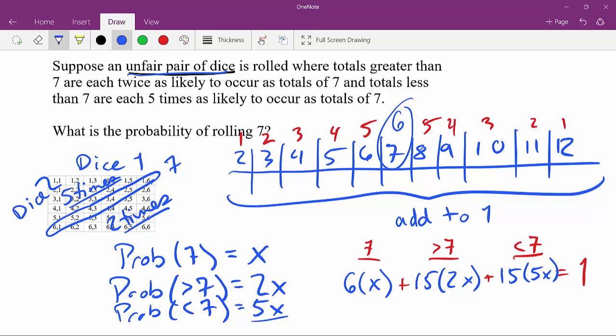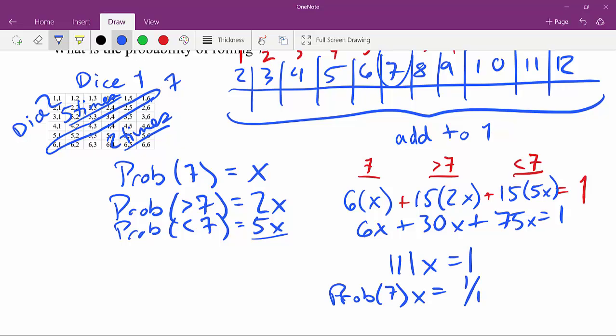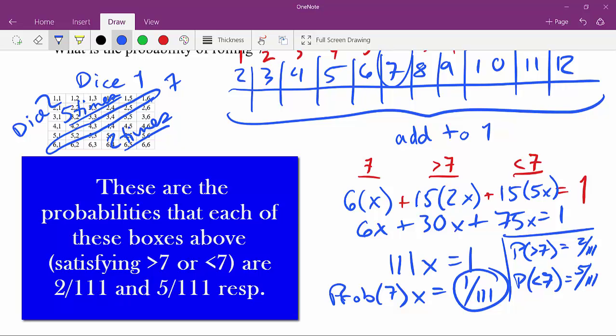By solving this, 111x equals 1, and x, which recall was the probability of rolling a 7, is 1 out of 111. Of course, then we can realize the probability of getting greater than 7. It's 2x, so 2 out of 111. And the probability of rolling less than 7 is 5x, or 5 out of 111.